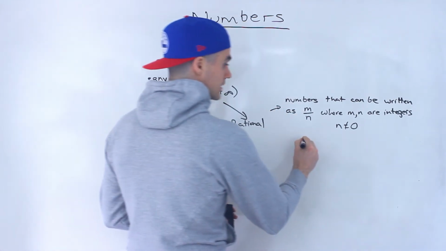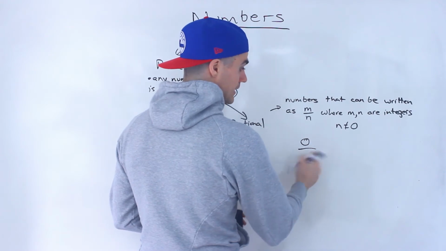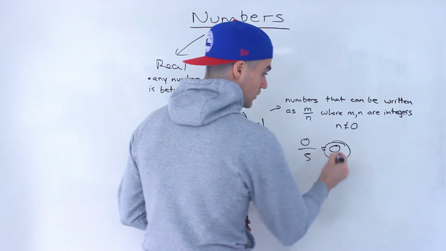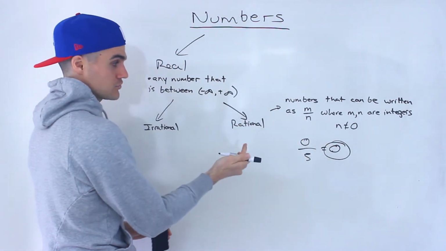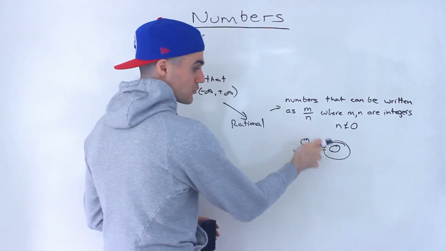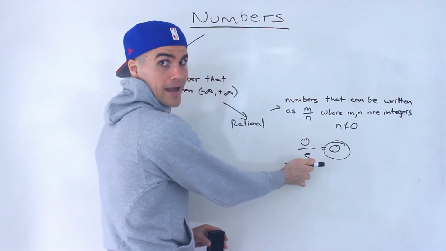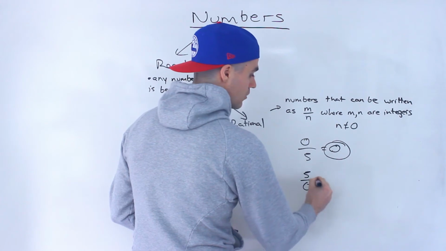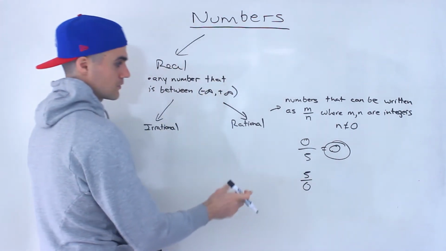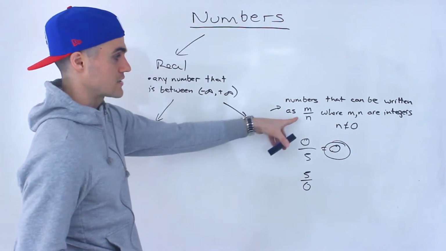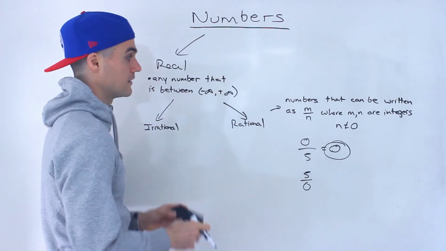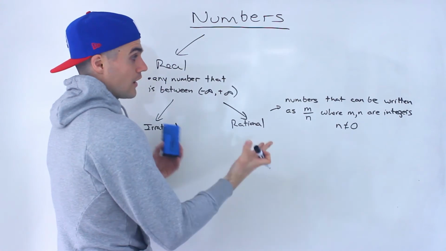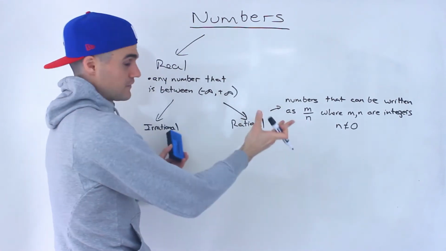So you can have like 0 over any number here, let's say 5, that would give you 0. And 0 is a number, and it's actually a rational number, because 0 can be written as 0 over 5 or 0 over any number besides 0. But something like 5 over 0, this would be undefined. Right? So that wouldn't fall into this category. So that's why there's that restriction for n. So there's a lot of numbers that could be. There's actually an infinite amount.